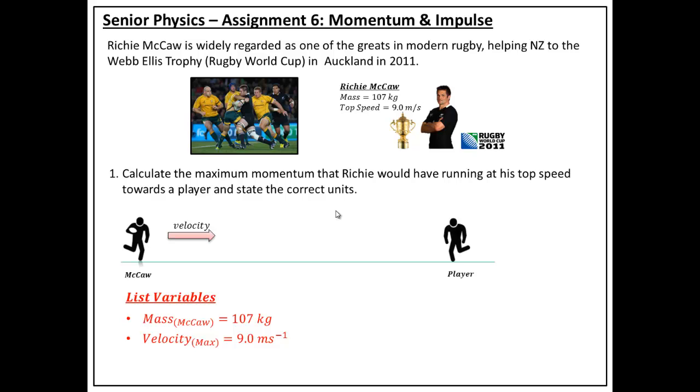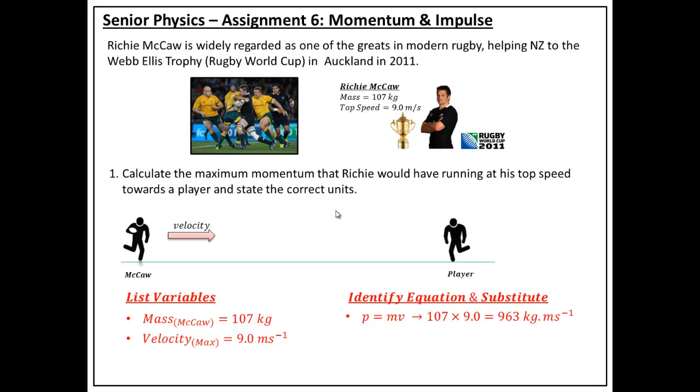That is, momentum is equal to mass multiplied by velocity, and that gives us a maximum momentum of 963 kilogram meters per second. The unit is kilogram meters per second, as that is the SI unit of momentum, and the units of the two numbers we have multiplied together were kilograms for mass and meters per second for velocity.